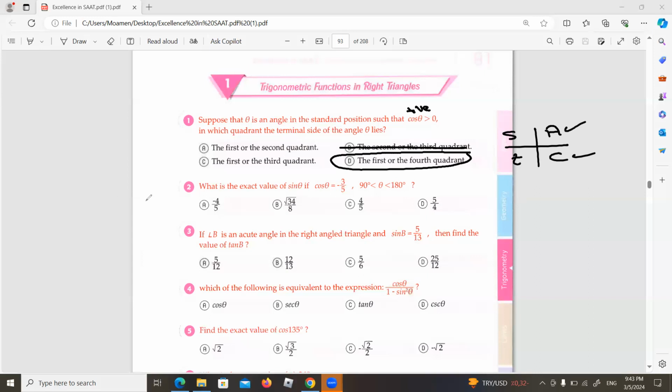Okay? Okay. We're going to number 2. What is the exact value of sine theta if cosine theta equals negative 3 over 5 and we work in the second quadrant? From where, mister, do you know that you work in the second quadrant? From here. Pay attention. Theta is between 90 and 180, so in the second quad. So I need to find the value of the sine. The value of the sine equals what? Who can answer?